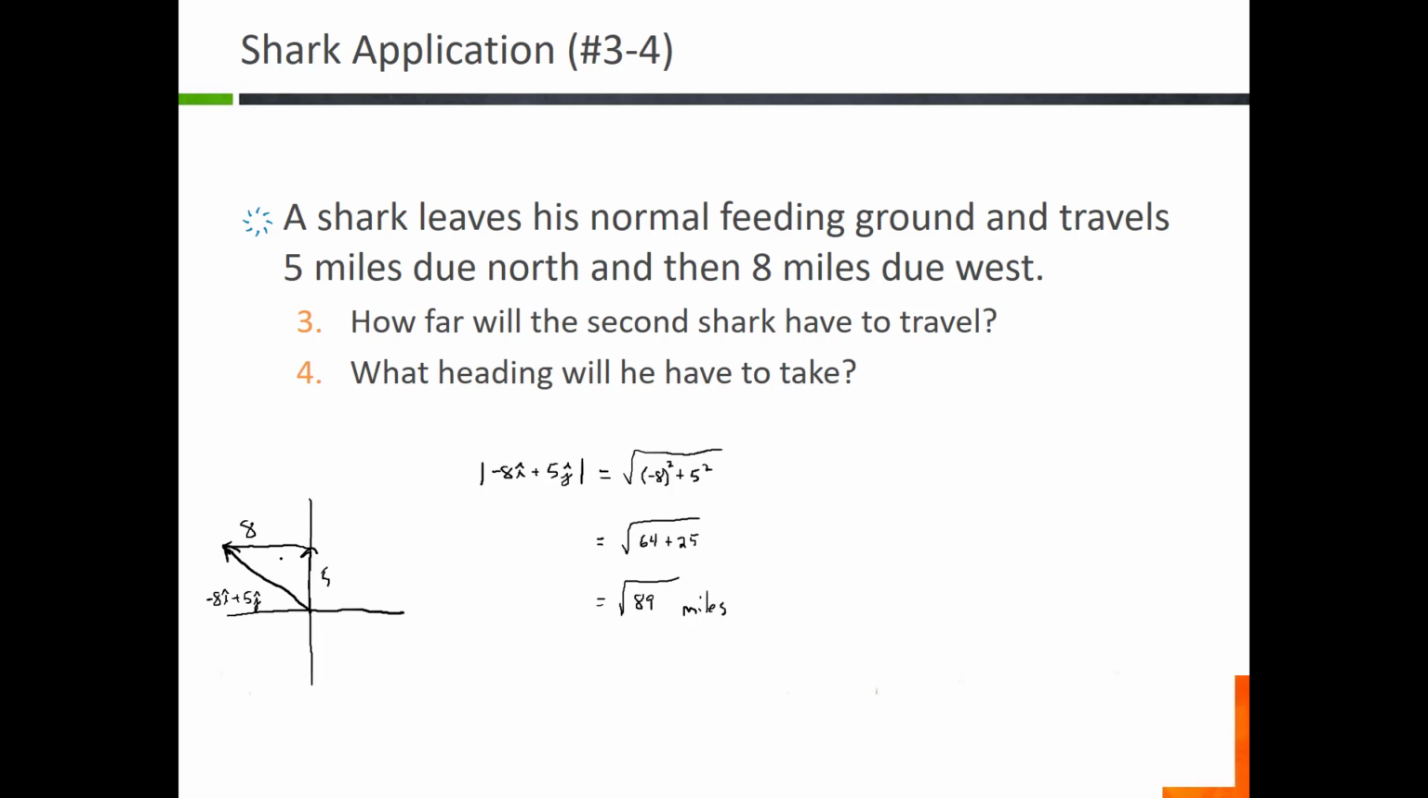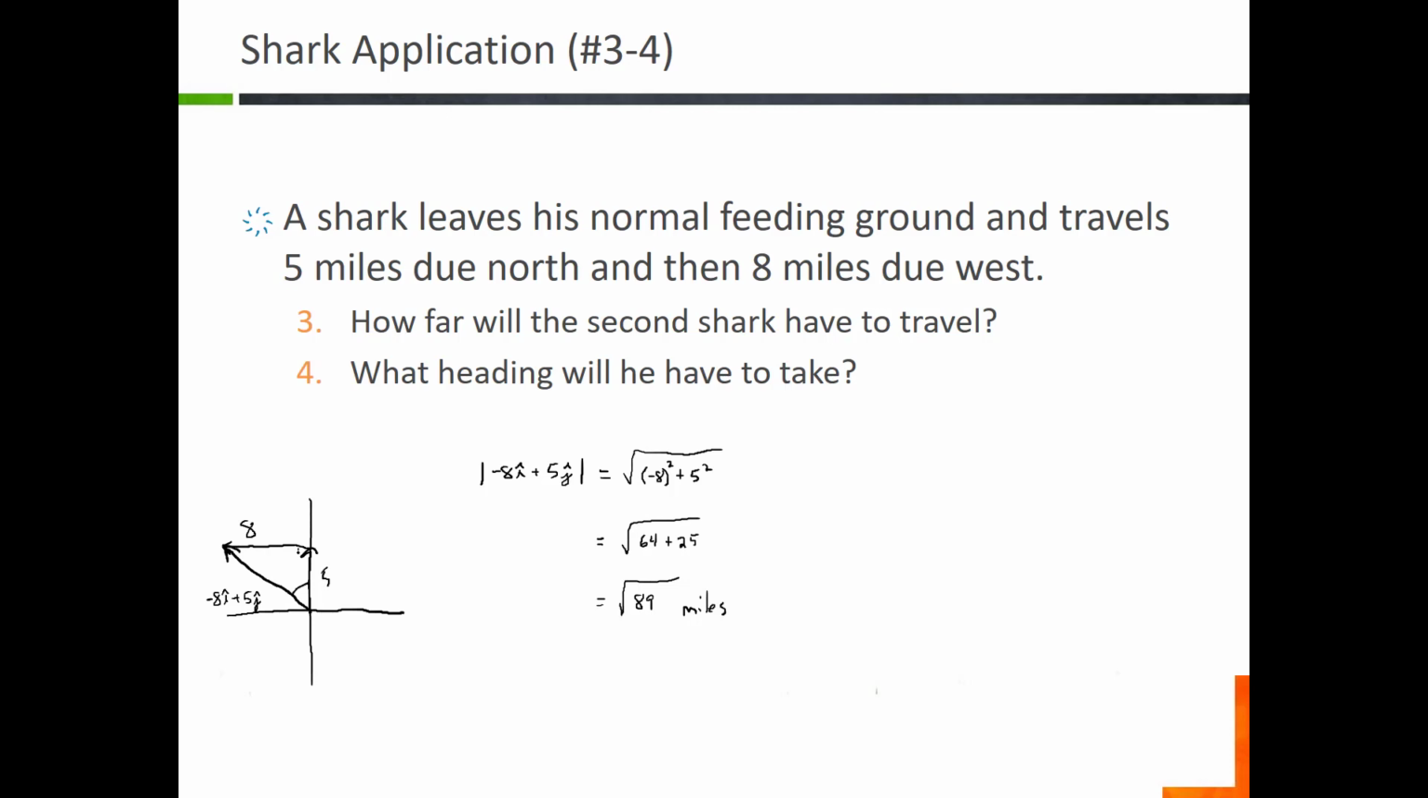We want to find the direction. There are two angles we could find: the angle between our vector and the x-axis, or the angle between our vector and the y-axis. When we're talking about headings, we want to talk about them from the north or from the south, at least in this example. So we want the angle between this vector and the y-axis. There are several ways we could get to that.